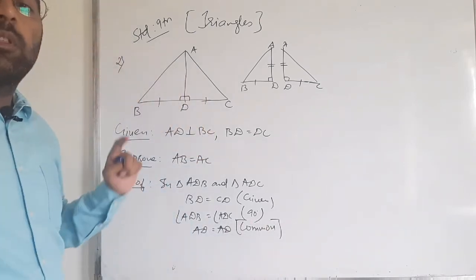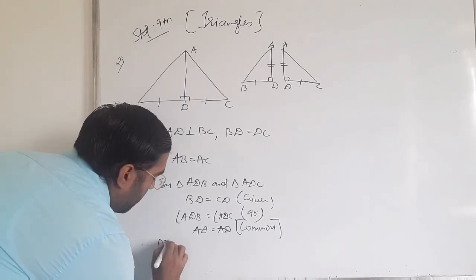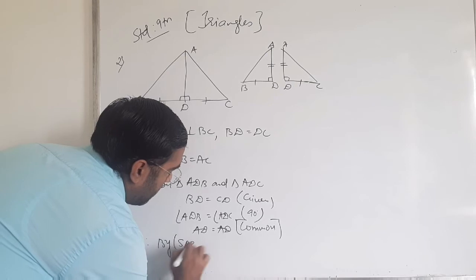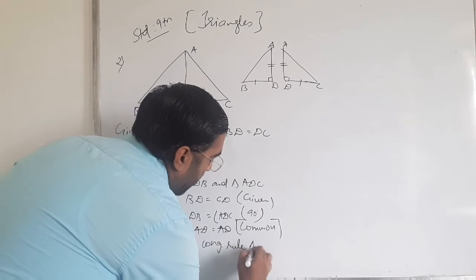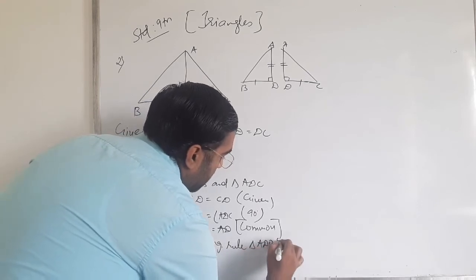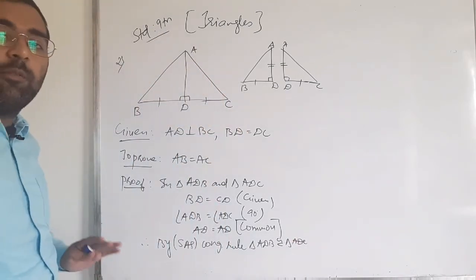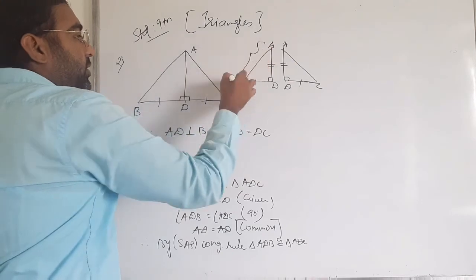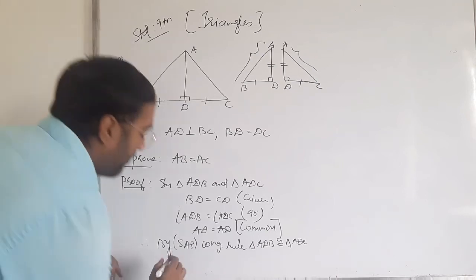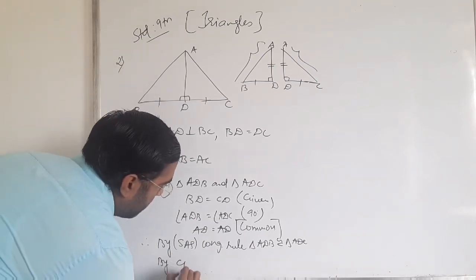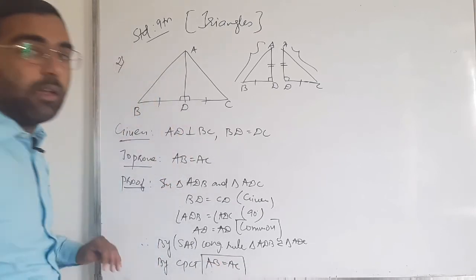So by the side angle side congruency rule, triangle ADB is congruent to triangle ADC. Clear? So therefore by CPCT rule, the corresponding parts AB and AC of both triangles are equal. So by CPCT, AB is equal to AC. Hence proved.